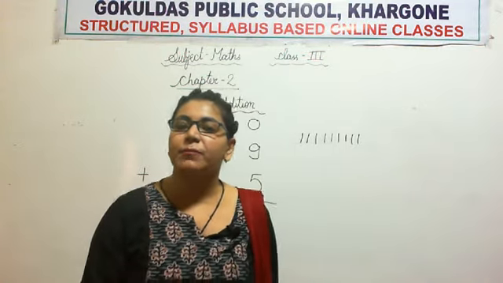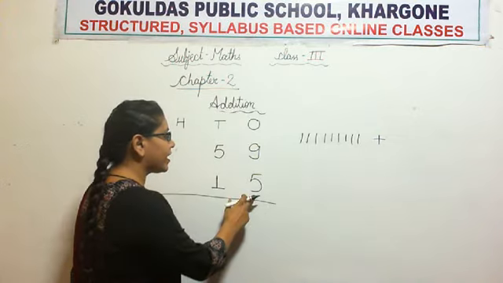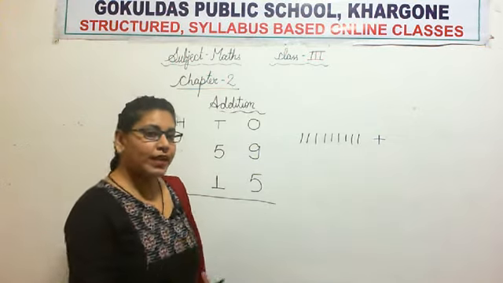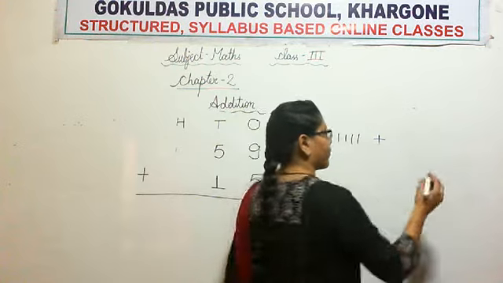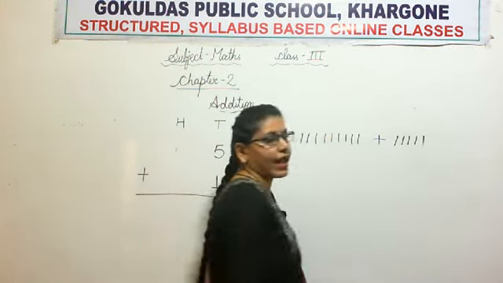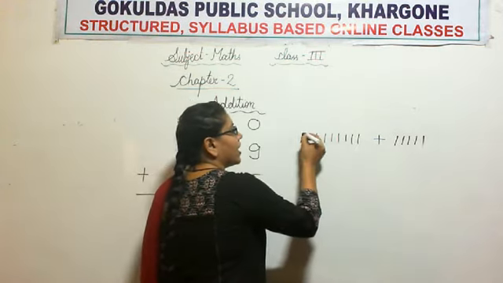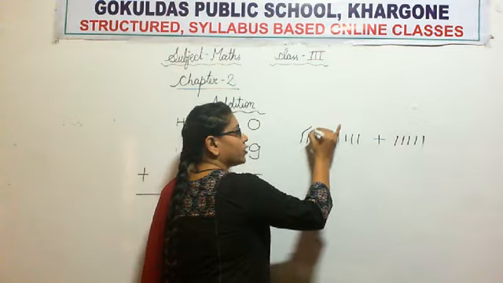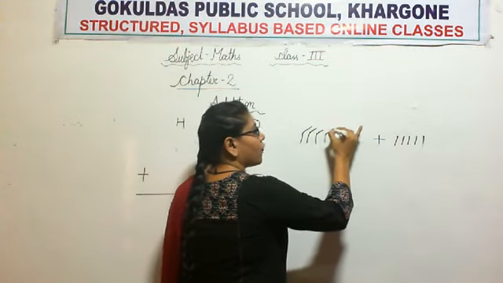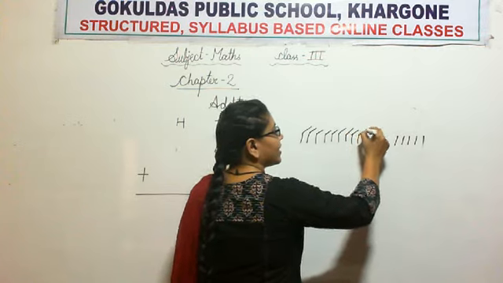So which sign will we put? We'll put the plus sign. Now the next number is 5. So how many sticks will we draw? 5. 1, 2, 3, 4 and 5. Let's count how many sticks we have all together. 1, 2, 3, 4, 5, 6, 7, 8, 9.